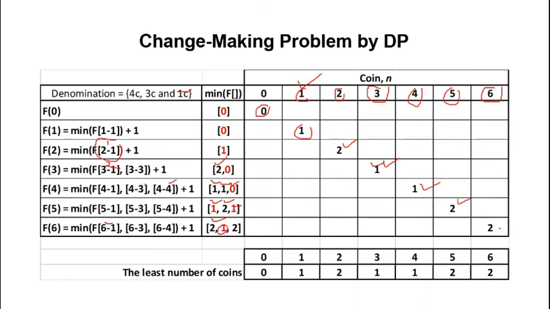1 plus 1 is 2. Finally, we obtain the result for each n from 0 to 6, where our aim is 6, and we obtain 2. Similarly, we obtain the optimal 2 coins of denomination 3 instead of the greedy 3 coins. This is the optimal solution for the coin change problem solved by the dynamic programming design strategy.